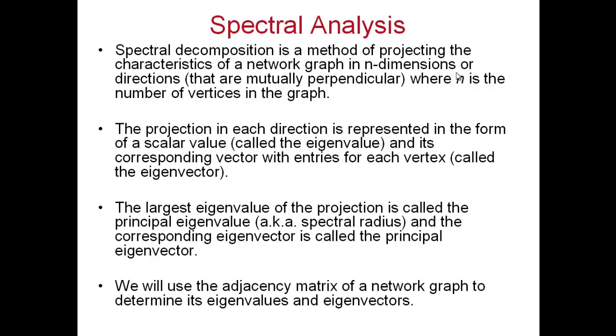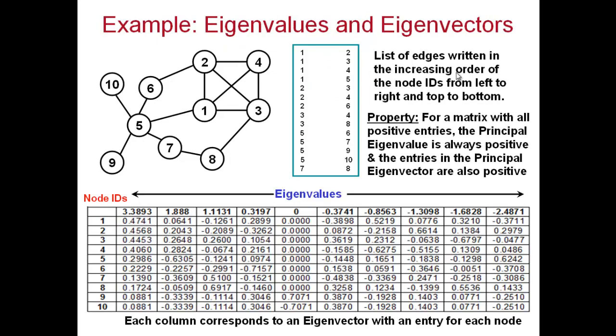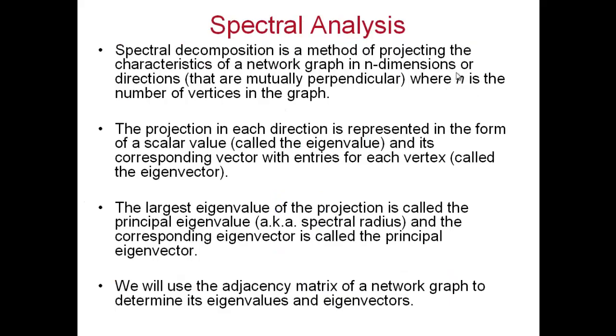Okay, and all the dimensions are going to be perpendicular to each other, right? Now the projection in each direction is called the eigenvalue, and the associated vector with an eigenvalue is called the eigenvector. The largest eigenvalue of the projection is called the principal eigenvalue, also called the spectral radius, and the corresponding eigenvector is called the principal eigenvector. We'll see all these things using this example. I'm just going over the definitions, and I'll come back to this slide and go over them again.